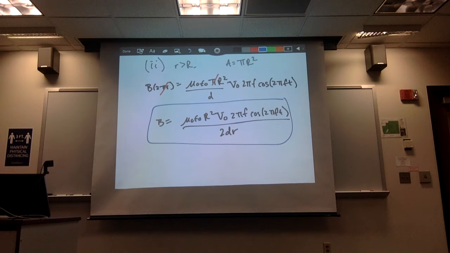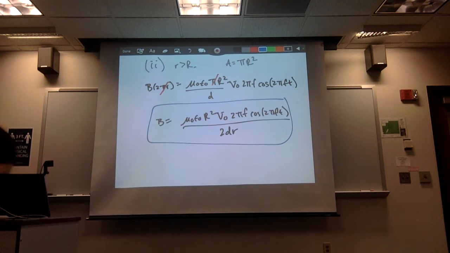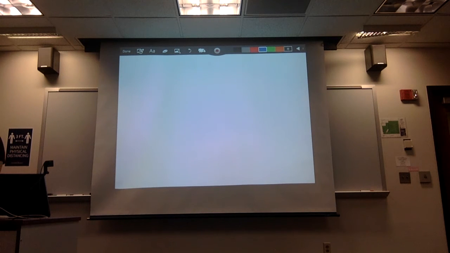So for this thing to be its maximum, what I care about is that the cosine term is simply equal to 1. So let's write that down. In this case, for B max, we require the cosine term, let's write this as omega t, equals 1. This is what's going to give us B max.